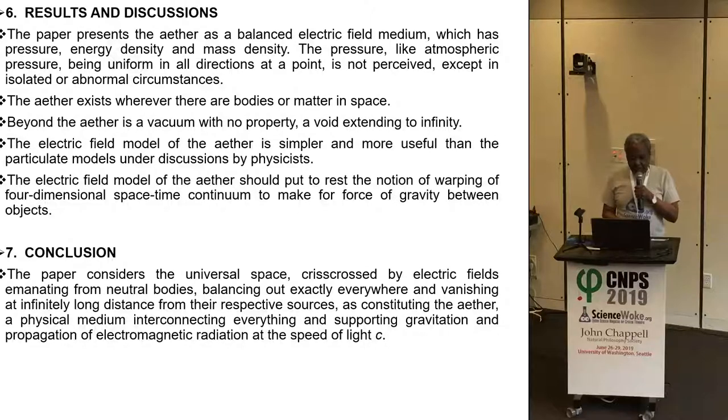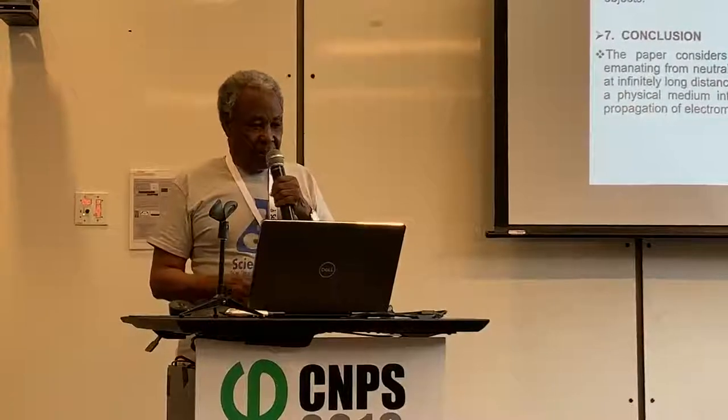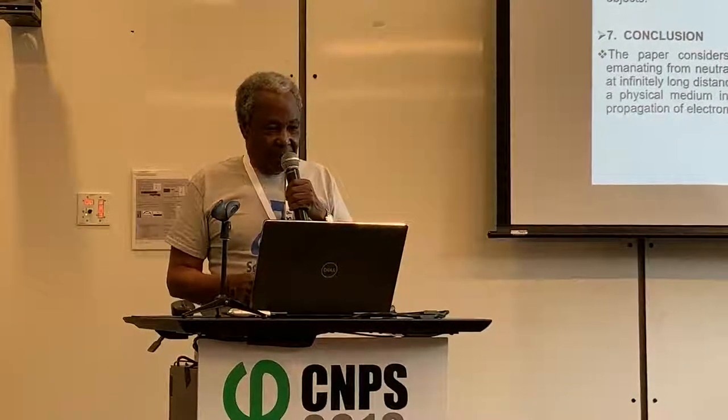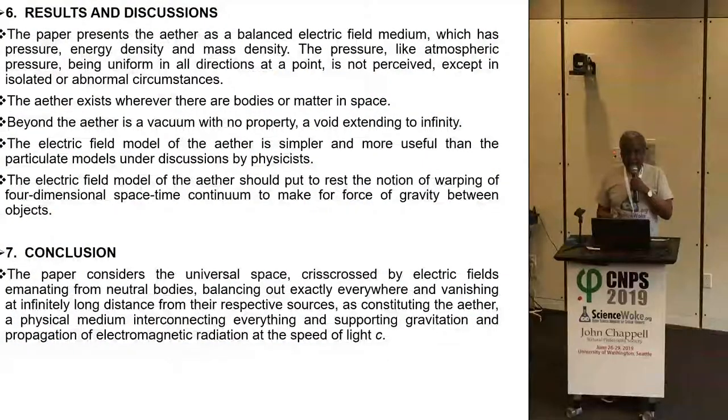The electric field model of the ether is simpler and more useful than the particulate models now under discussion by physicists. If you say electron, positron, C, what does that mean? What do the electrons and positrons do? I see this electron, positron, C as simply just a field, an electric field. What the electron positron C does could as well be taken over by an electric field.